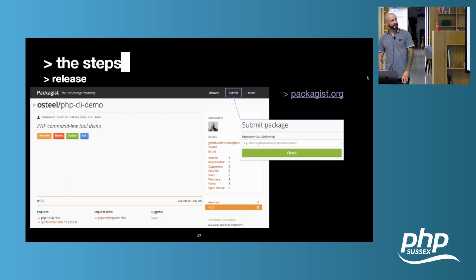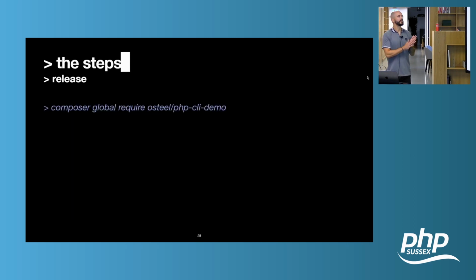From there, if you want to install your application globally, you use Composer Global Require and the name of your application. And then if everything went well, from anywhere in the terminal, you should be able to type demo play, and that should start the game.